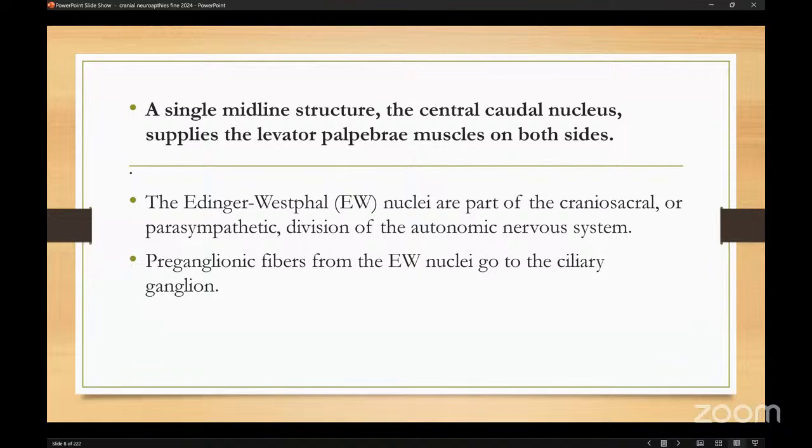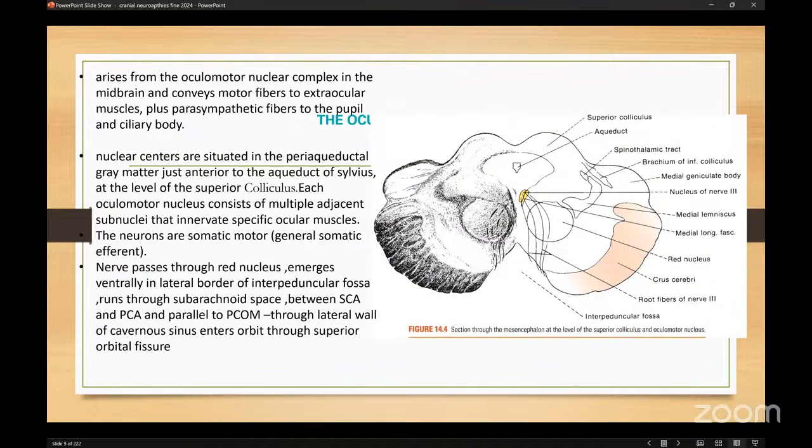Edinger-Westphal is also part of the parasympathetic innervation of the third nerve. So basically, let us talk about the anatomy of the third nerve. It originates from the nuclear complex, which is situated in the midbrain, and it conveys motor fibers to the extraocular muscles plus parasympathetic fibers to the pupil and the ciliary body.